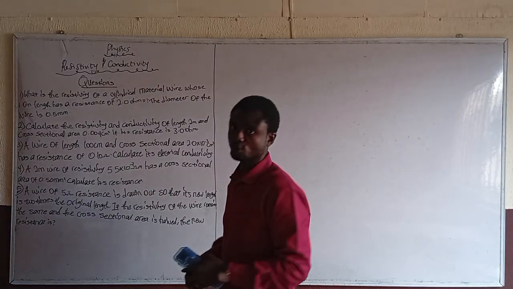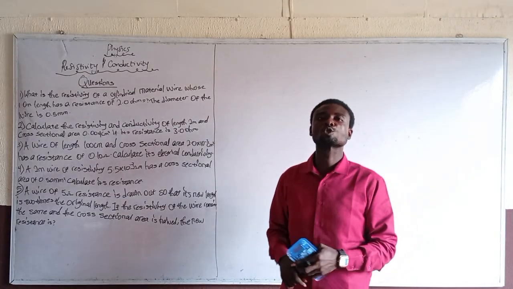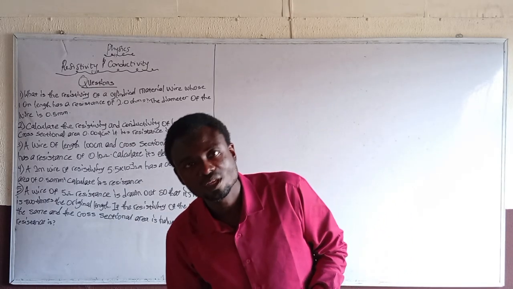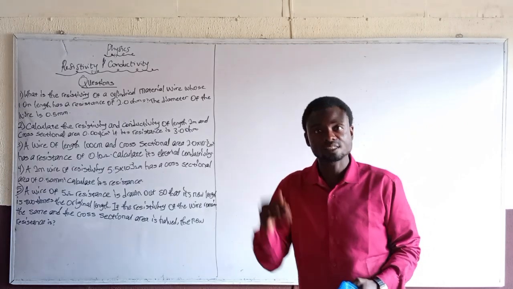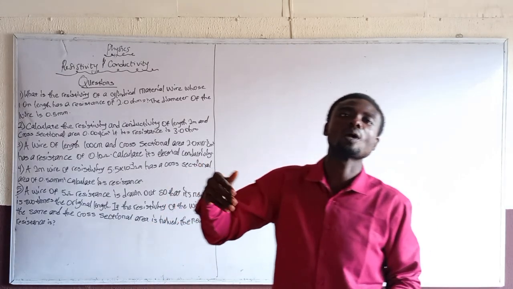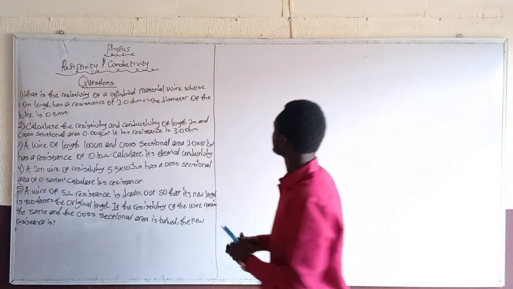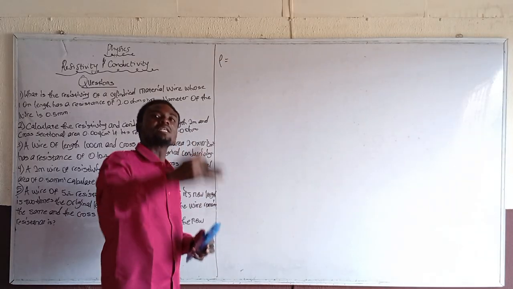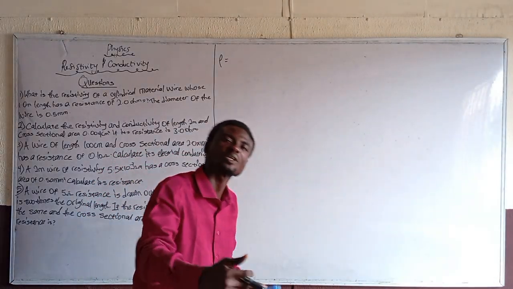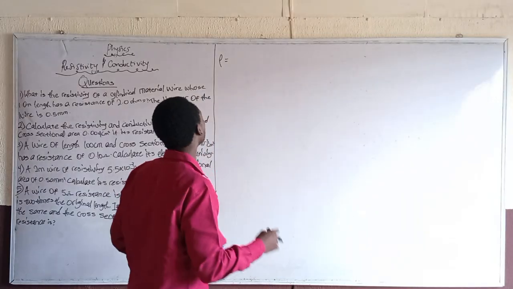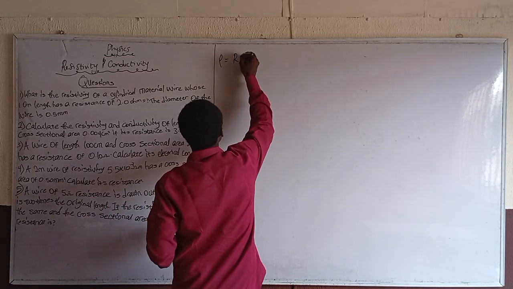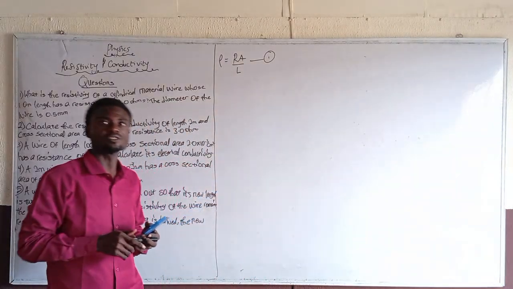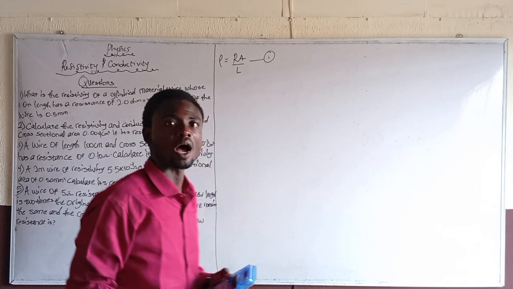So today we are going to physics, that is resistivity and conductivity. Now, when we talk about resistivity, we say that resistivity is defined as resistance per unit length per unit cross-sectional area of the material concerned, which means that resistivity is Ra over L. So I'll call this equation 1. That is resistivity, Ra over L.